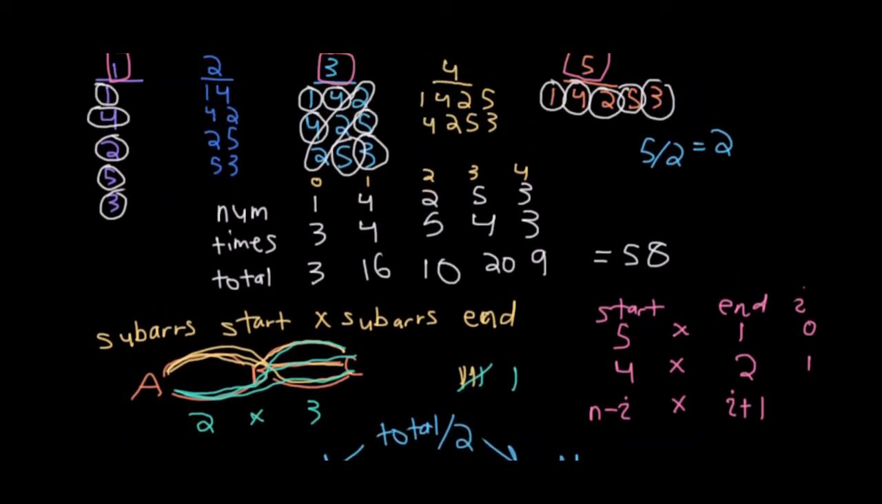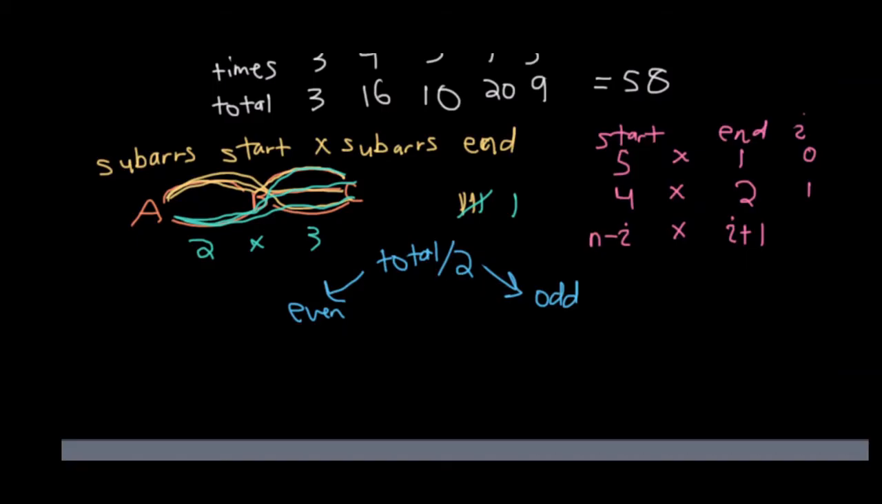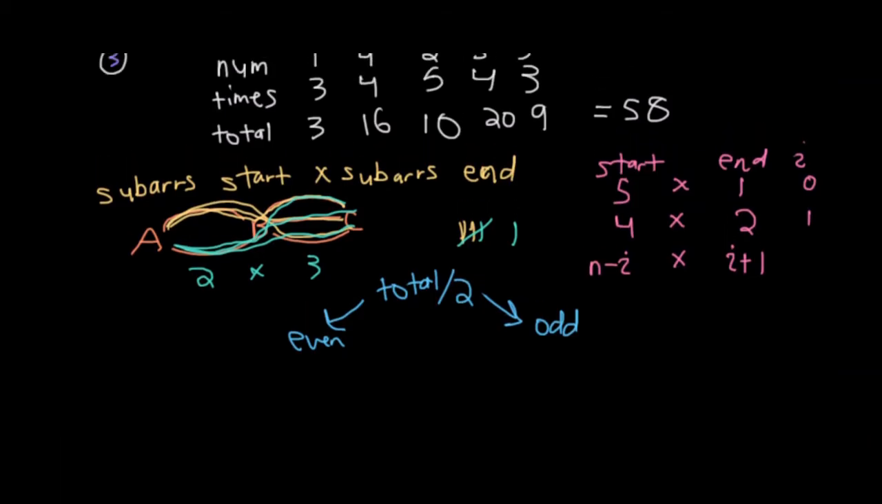So if I add 1 to this, it would be 3. 1, index 0, the number 1 appears in 3 odd subarrays. It appears in 5 total. It appears in 2 even and 3 odd. So you have to pay attention now to if the total number of subarrays is odd or even.